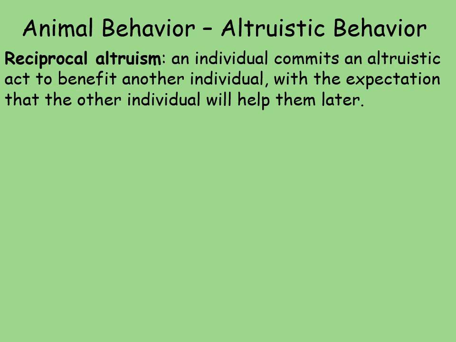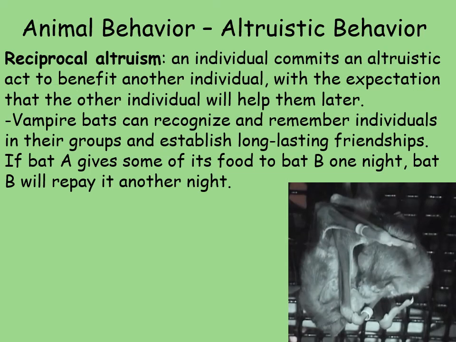So in reciprocal altruism, an individual commits an altruistic act to benefit another individual with the expectation that the other individual will help them later. So in the case of vampire bats that will regurgitate blood for their best friends, they are capable of recognizing and remembering individuals in their group, and they develop long-lasting friendships. So if bat A gives some of its food to bat B one night, bat B will repay it another night.